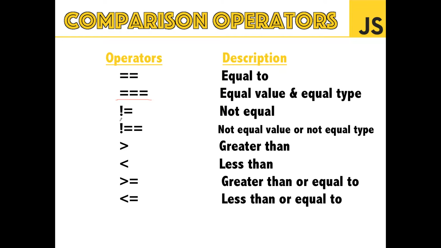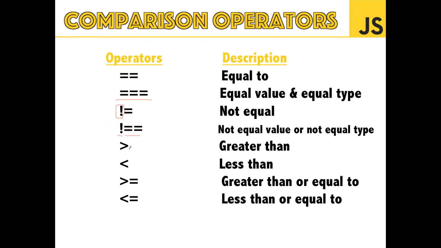And next is not equals to. You need to keep this in mind: whenever this exclamation mark comes, it stands for not. The next one again has three signs, as I've told you. The first one is an exclamation mark and two equals signs. So there are a total of three, and that is why it talks about its type as well as not equal value.